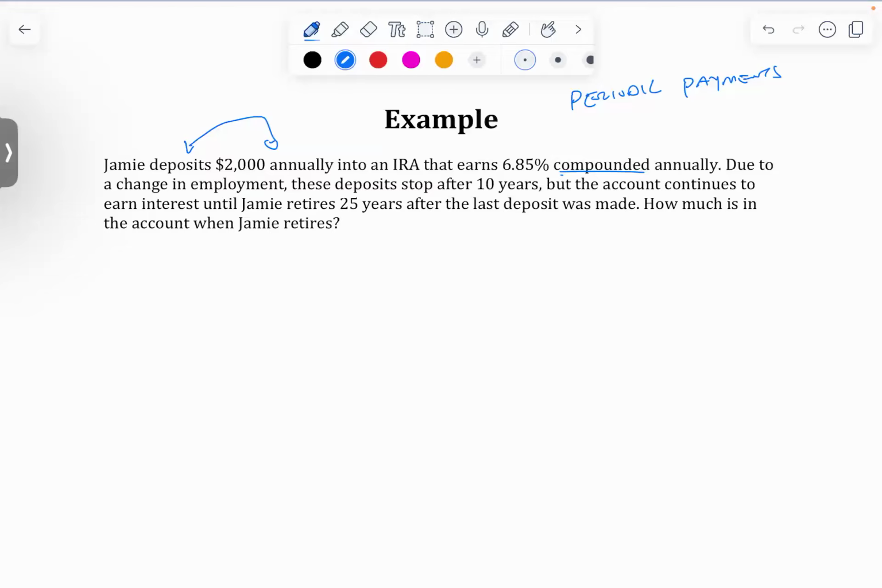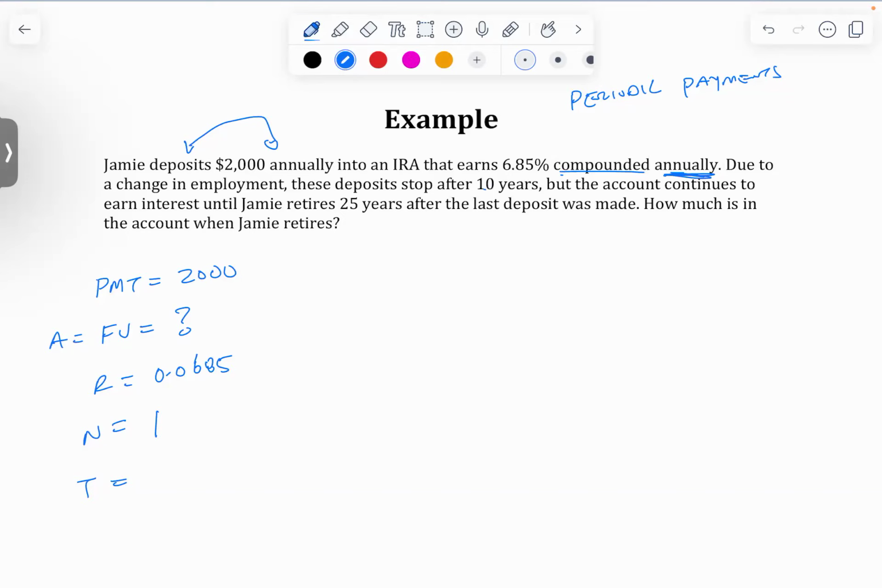So, as always, let's identify our information. But now we have a new category, payment. Future value, which we could call A. It's still the same R, N, T. So clearly her payments, $2,000. Future value, that's what we're looking for. Interest rate, 0.0685. Compounded annually. How many times a year is annually? Once.